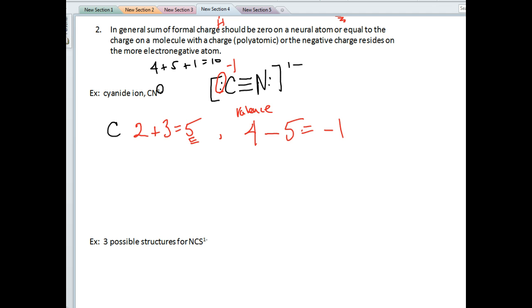Okay, let's do it now for the nitrogen atom. So here's the nitrogen, and what we're going to do is nitrogen has 2 unshared electrons. We're going to add in, there's 6 electrons in this bond, and so we only take half, so that's 3. And so we get 5. And then what we're going to do is we take the number of valence electrons.